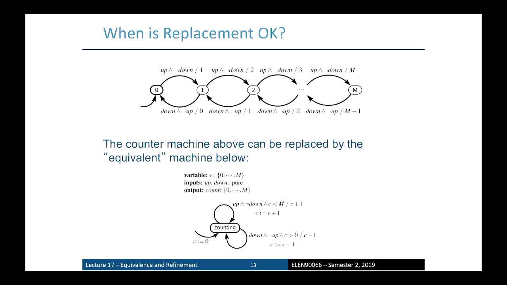So we can replace it by this equivalent machine here. It's got the same I/O, but it has a very different state space, if you like, compared to the other one here.